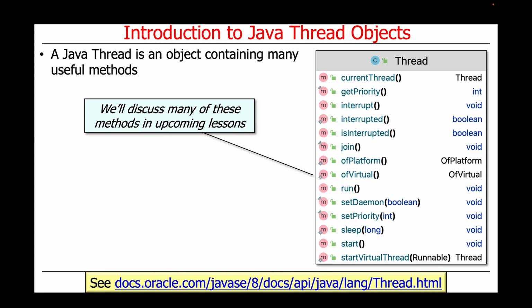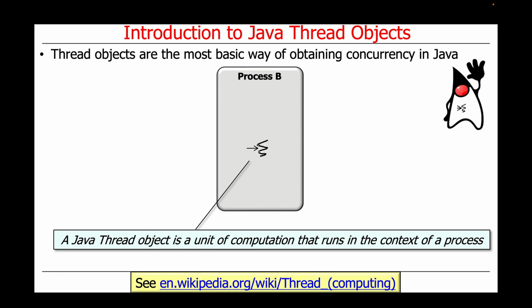So what's a Java thread? A Java thread is an object that contains many useful methods, and we'll be discussing quite a few of these methods in upcoming lessons. Thread objects are the most basic way of obtaining concurrency in Java.